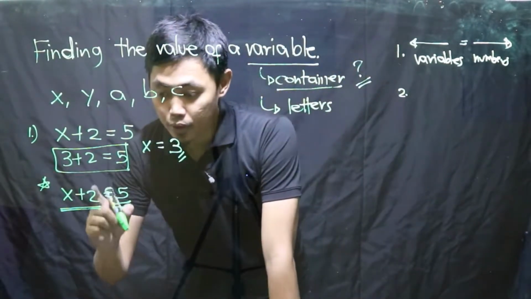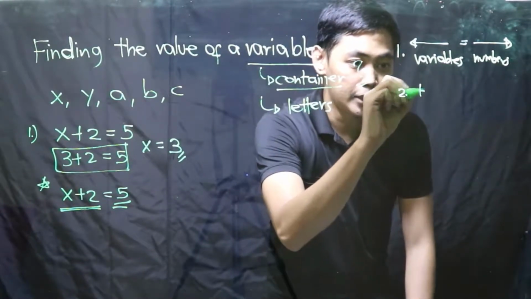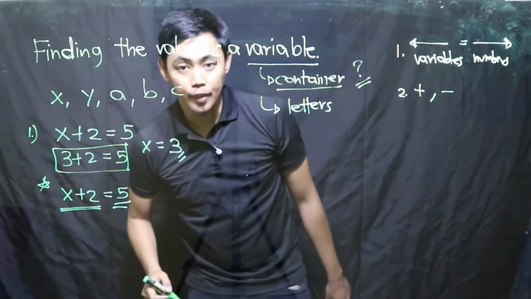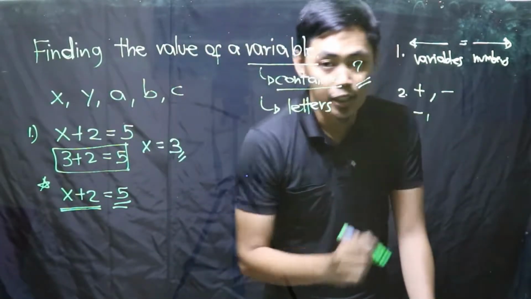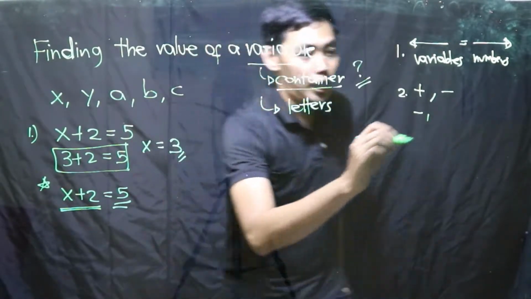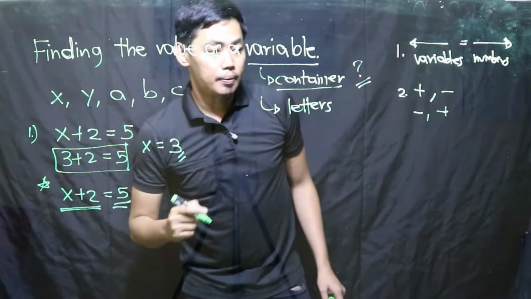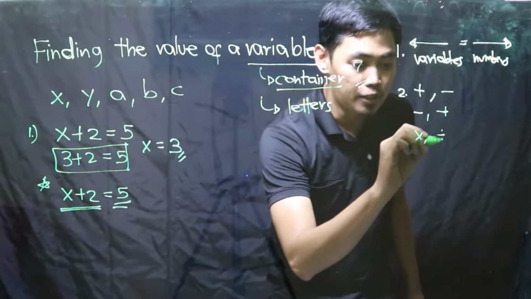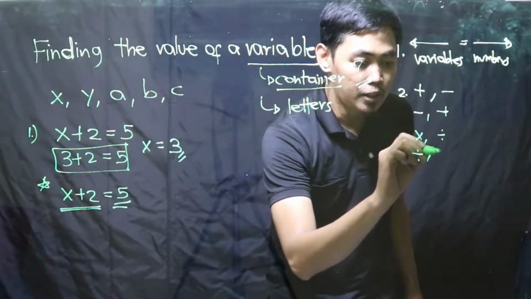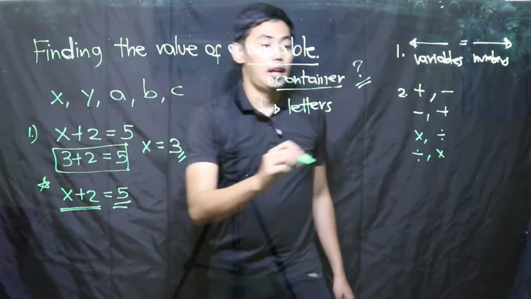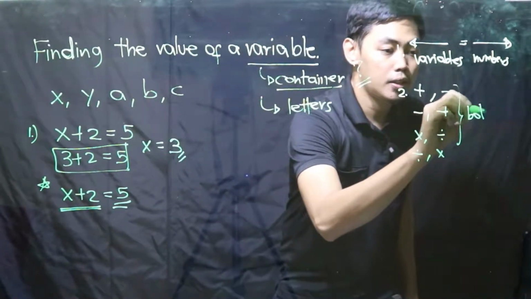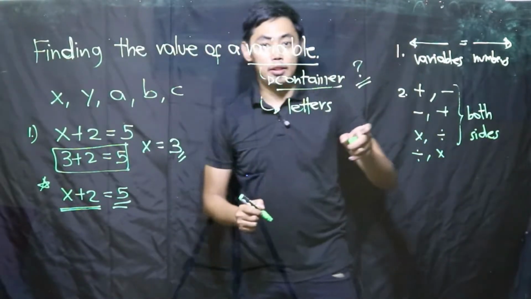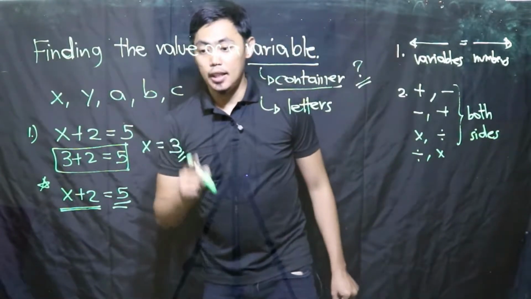That's rule number 2. If you see something that is added to a variable, then you can remove it by subtracting. If you see something that is subtracted from a variable, then you can add to remove it. If you see multiplication, you can divide. And if you see division, you can multiply. And this is done on both sides of the equation. Do not forget about the term both sides, because that is really important.